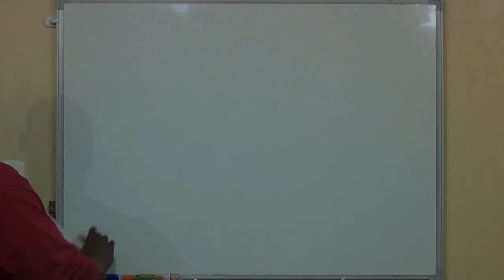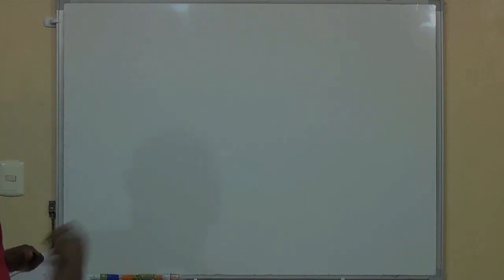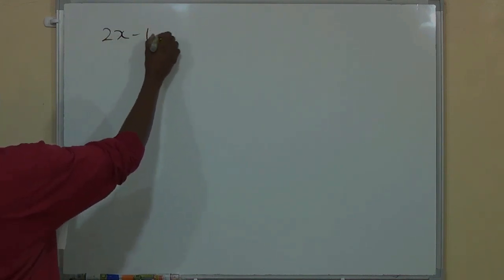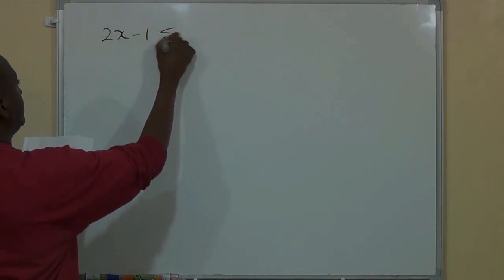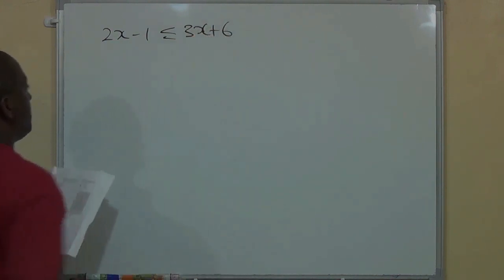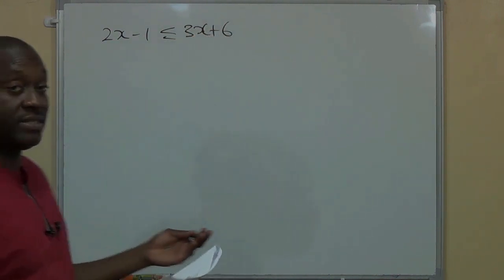If 2x minus 1 is less than or equal to 3x plus 6, then, and there will be 4 solutions, A, B, C, and D. So basically what we're looking at here is an inequality. So we have 2x minus 1 less than or equal to 3x plus 6. Alright? And they basically want us to solve for x.